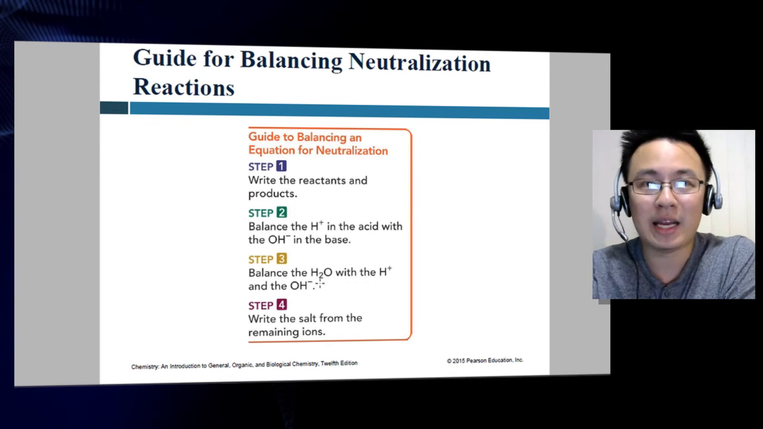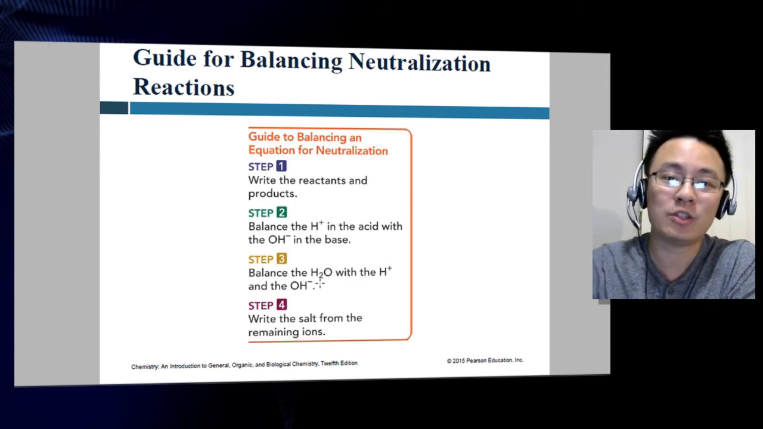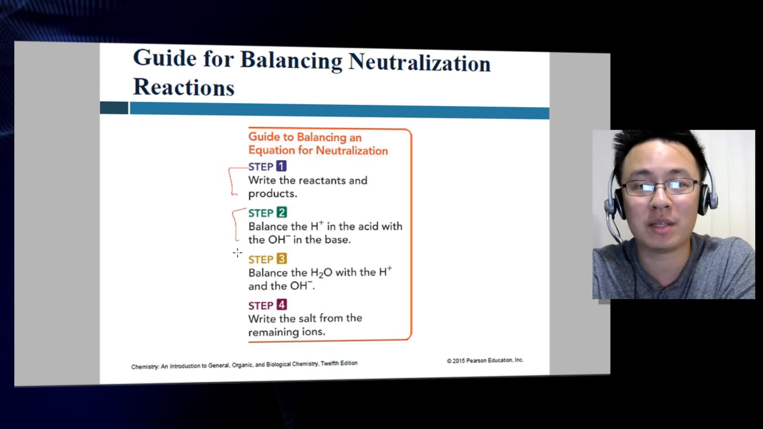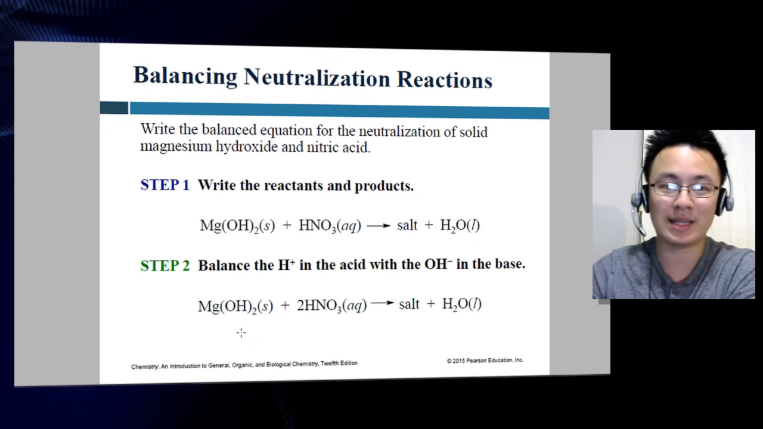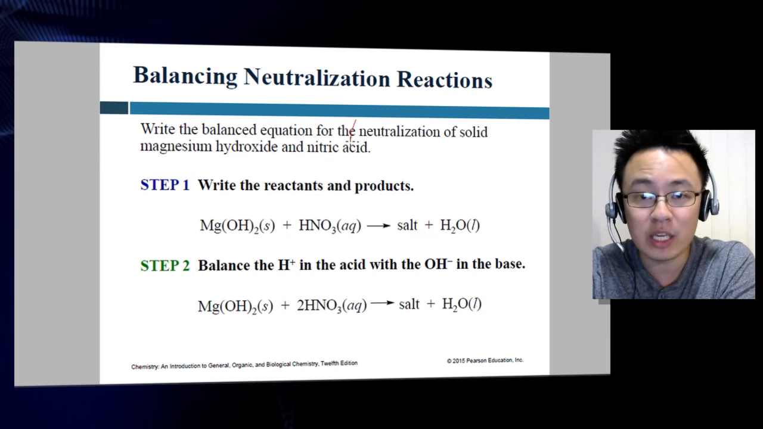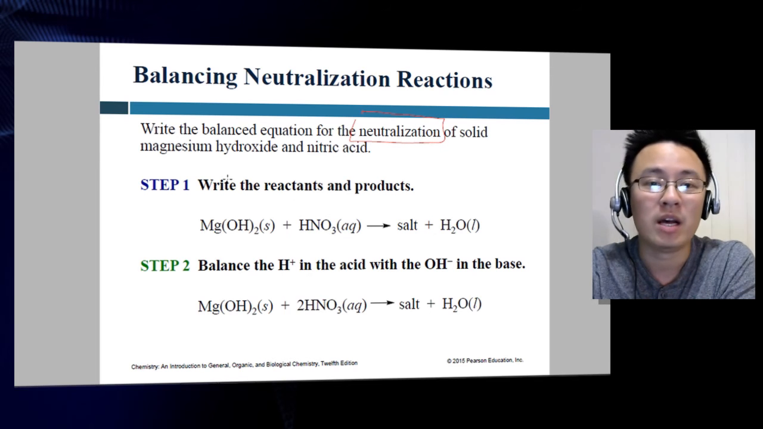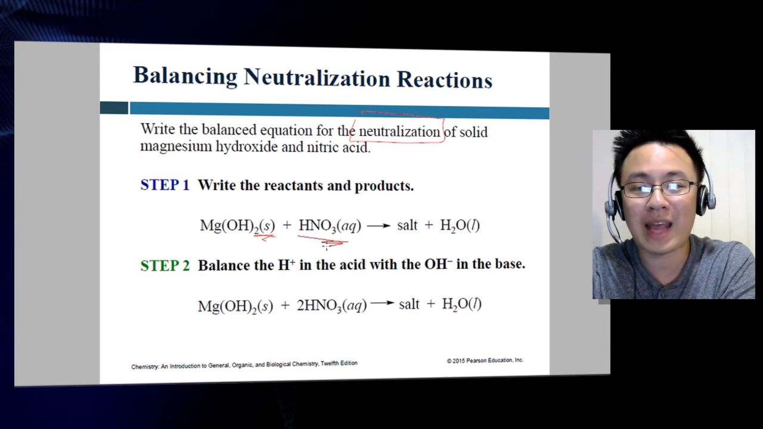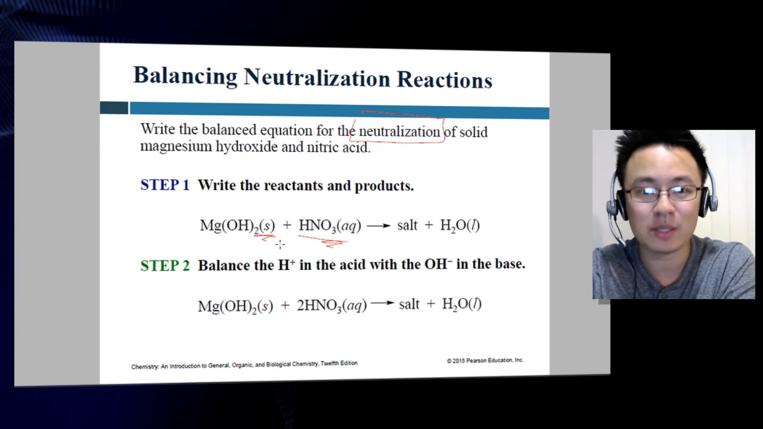So here's a guide in order to help balance neutralization reactions. I would definitely recommend writing the reactants and the products, balance the hydrogen ions in the acid and the hydroxide ions in the base, then balance the water with the hydrogen ions and the hydroxide ions, and write the salt with the remaining ions. So as you can see here, if we were to write the balanced equation for the neutralization, the key word here is neutralization, of solid magnesium hydroxide and nitric acid. You can see magnesium hydroxide solid written here. We have nitric acid, HNO3 aqueous.